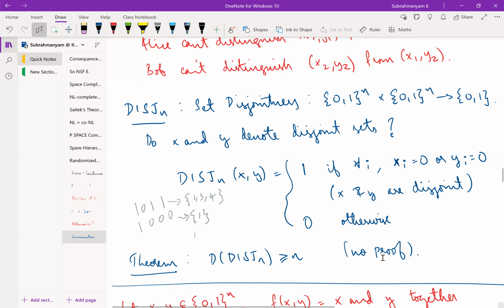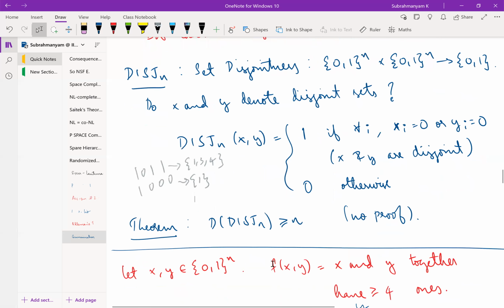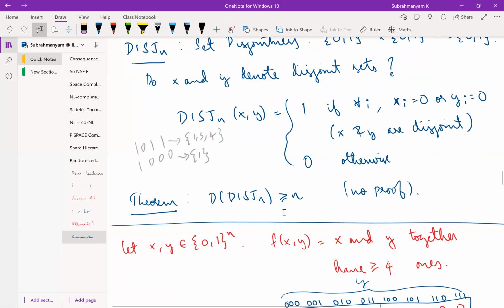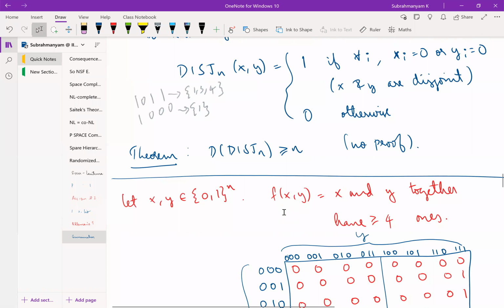I'm not giving a proof, but you can work this out if you're curious. The deterministic complexity of disjointness is actually linear. The trivial algorithm uses n plus one communication, and that is in fact necessary.